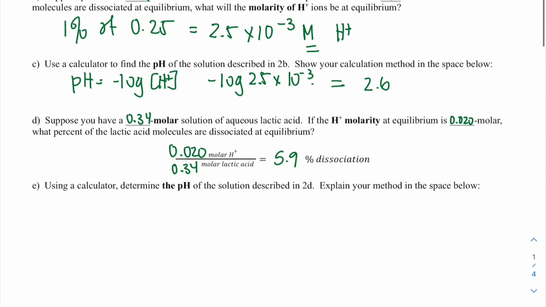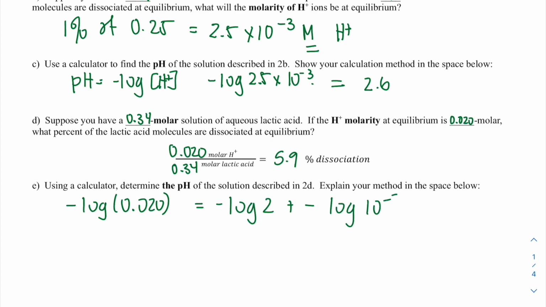Last question, using a calculator to determine the pH. You actually don't need a calculator for this question. You can do this just with your log math. So we're looking for the pH of the solution, and remember the pH is only dependent upon the H plus concentration in solution. So we're going to take the negative log of 0.020, and this is easier to work with if we write it with exponents. So this is equal to the negative log of 2 plus the negative log of 10 to the minus 2, and we get 1.7. All right, you should be able to do the rest of the practice problems on your own.